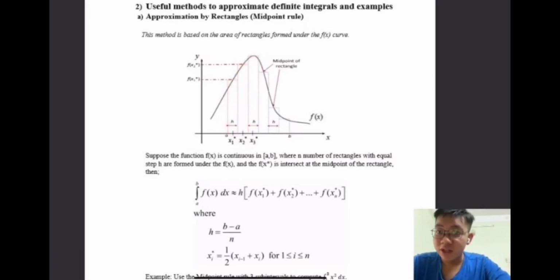Suppose the function f(x) is continuous on [a, b], where n rectangles with equal step h are formed under f(x), and f(x_i*) is evaluated at the midpoint of the rectangle. Then we have this formula, with h equal to (b minus a) over n, and x_i* equal to 1/2 multiplied by (x_{i-1} plus x_i).